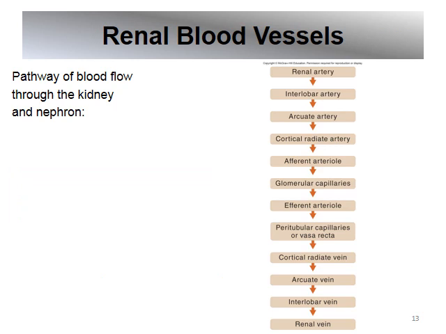So again, for the renal blood vessels, you need to know the renal artery. You don't need to know the next three. You need to know the afferent arteriole, the glomerular capillaries, the efferent arteriole, the peritubular capillaries, or vasa recta, which we'll talk about a little bit more in a few minutes. You don't need to know the next three, and then you do need to know that all the blood is going to exit via the renal vein.